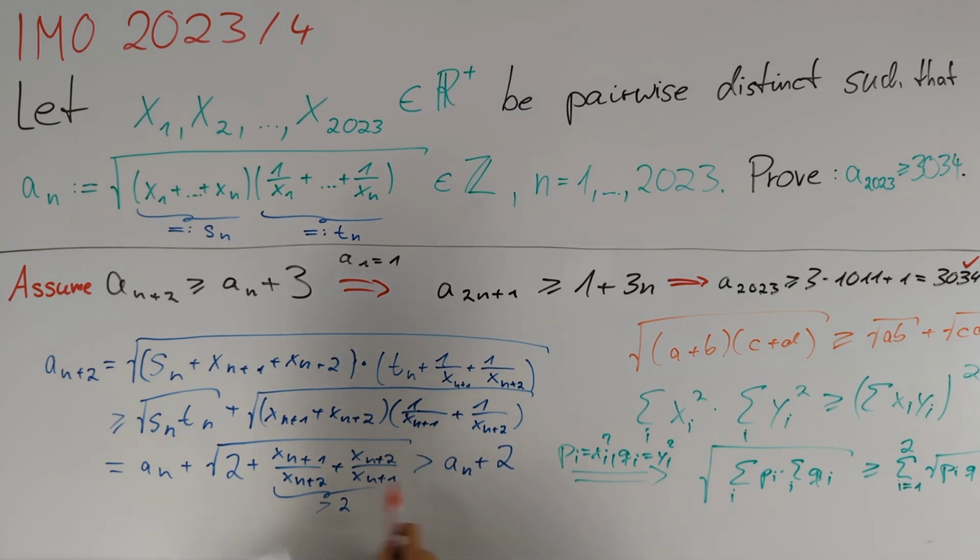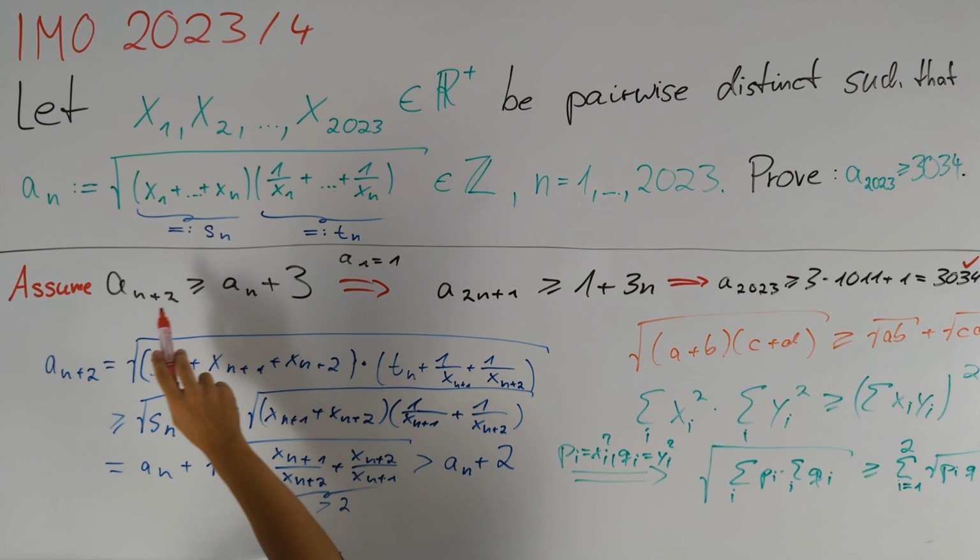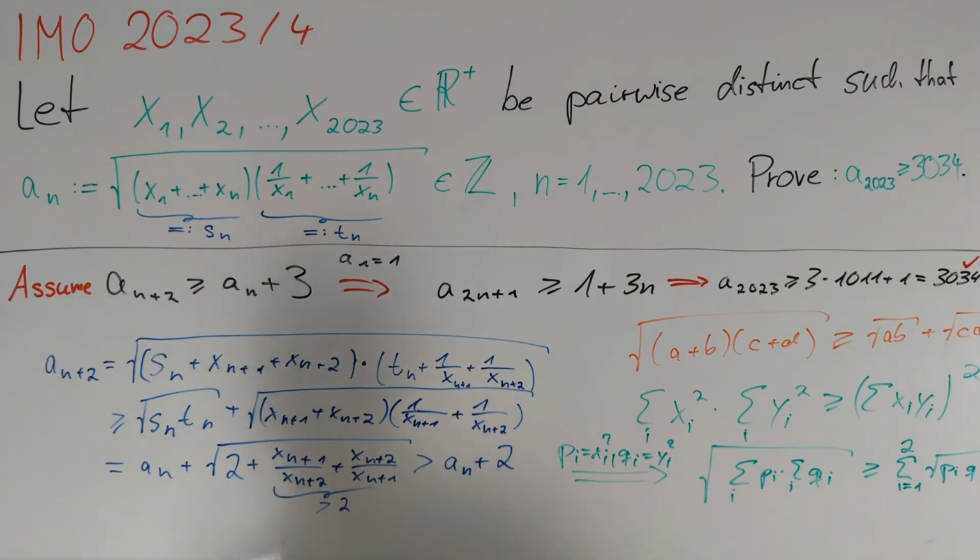Using the fact that the ai are integers, we directly conclude that a_(n+2) must be greater than or equal to a_n plus 3, which we already know to be sufficient, and therefore we are done.